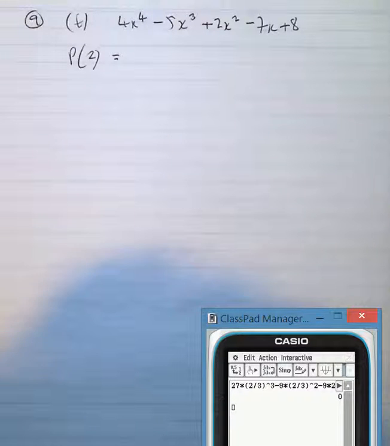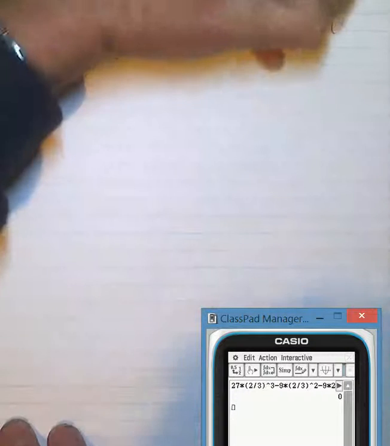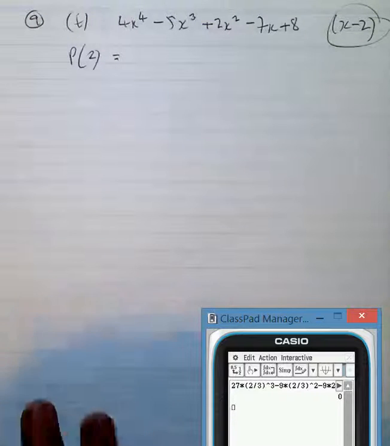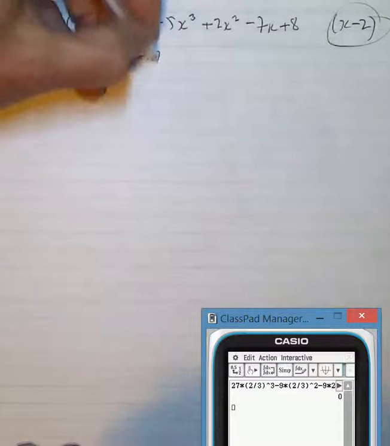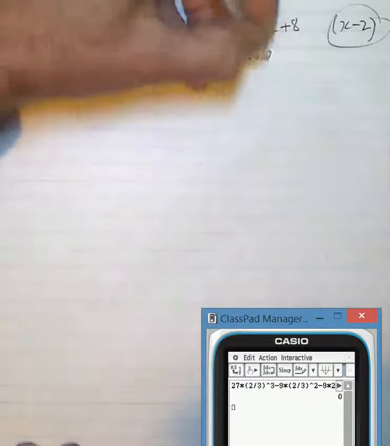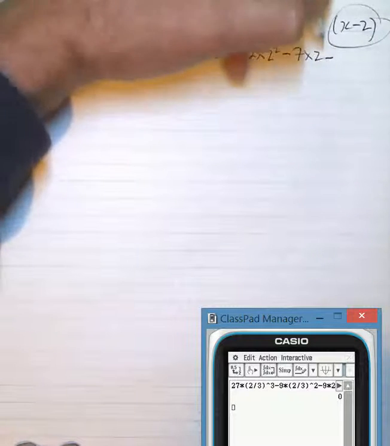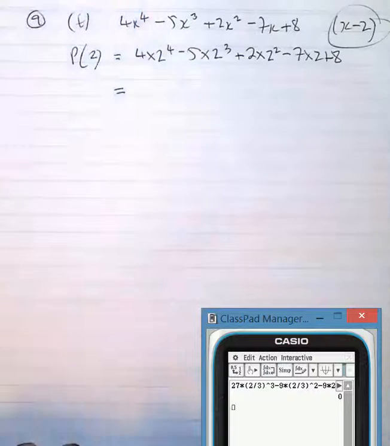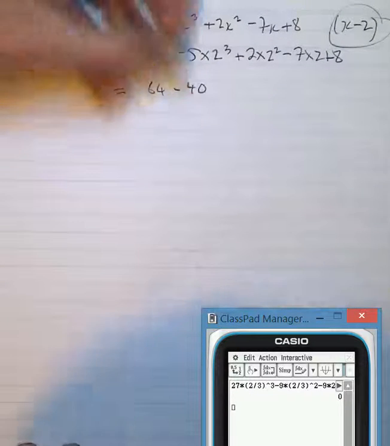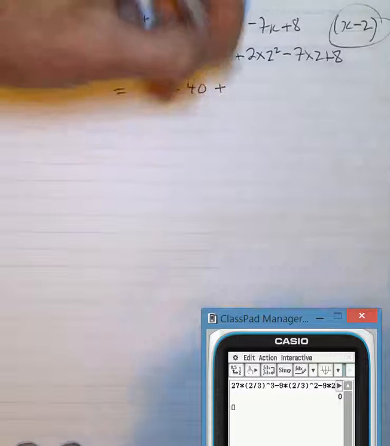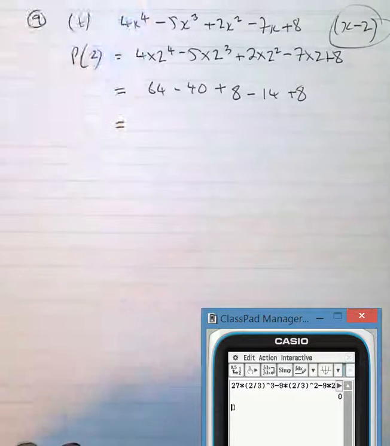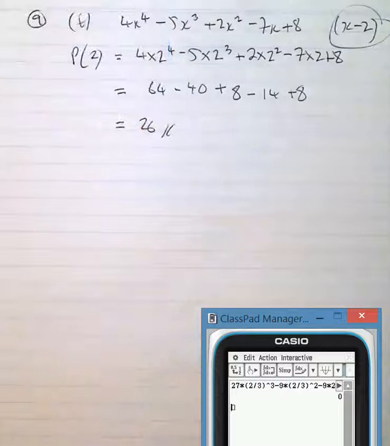And lastly, 9f, we're testing x minus 2, or finding the remainder there. So I'm plugging in 2 using the factor theorem. So it gives me 64 less 40 plus 8 minus 14 plus 8 gives me a total of 26 as my remainder.